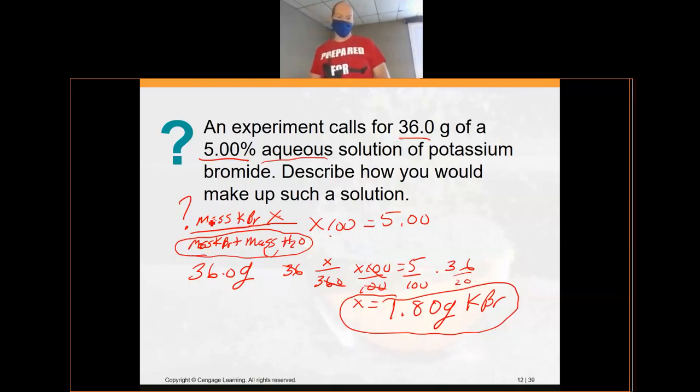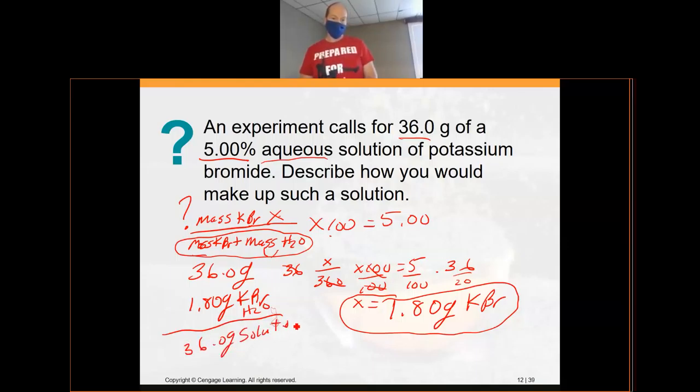So it says, how would you make up such a solution? Assuming I did the math right in my head. Okay, so you would have 1.80 grams of KBr, and you would have to add your H2O in order to get 36.0 grams of solution. All right, and so that means you would have to add 34.20 grams of water in order to get your solution. So how you would make it is right here. You would take 1.80 grams of KBr and you would take 34.2 grams of H2O and you would mix them together.